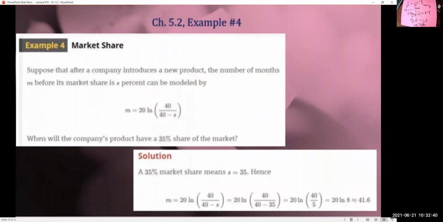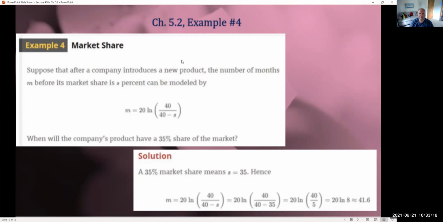Okay, now we're going to talk about market share. Suppose that after a company introduces a new product, the number of months, m, before its market share, s, percent, can be modeled by this formula. When will the company's product have a 35% share of the market? So here, it's kind of important that when you look at this, you know which variable is which. It's telling you that m is the number of months. It's telling you that s is the percent. And we're asking you right now, what happens when s is 35?